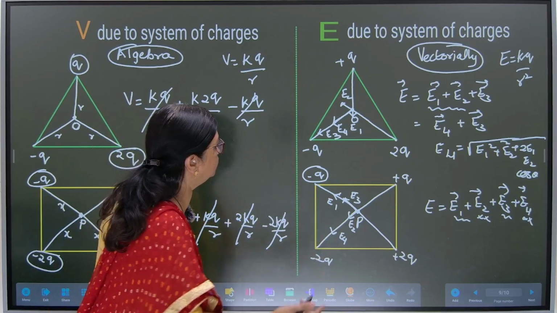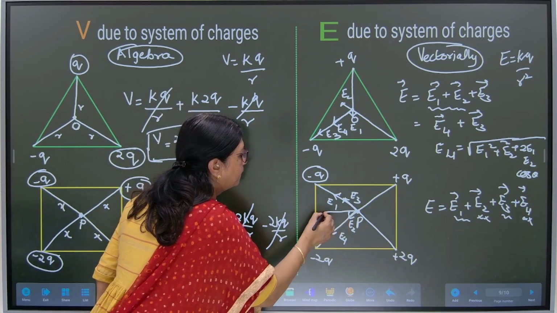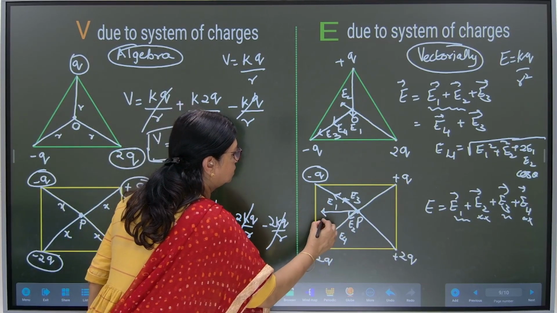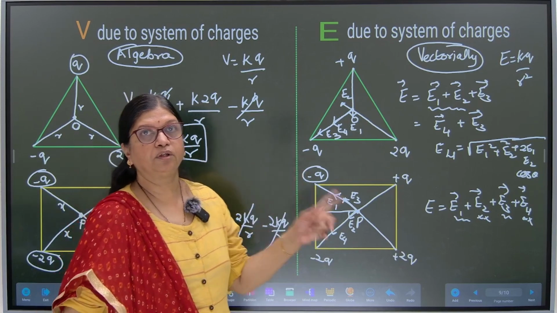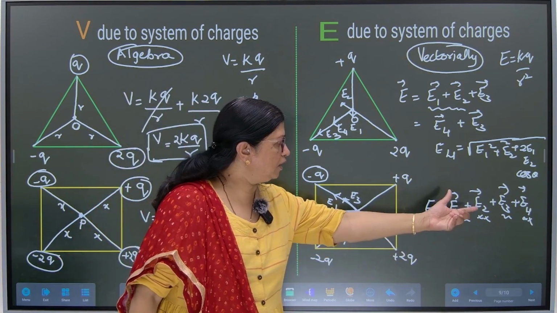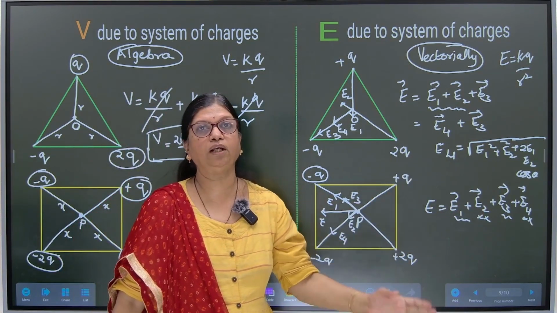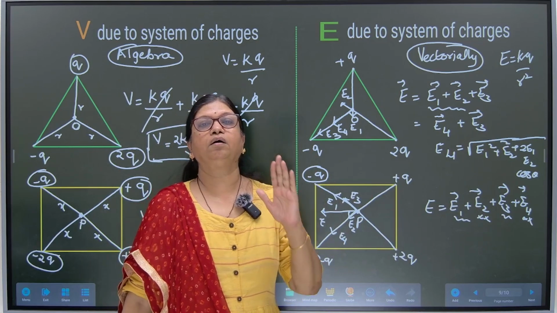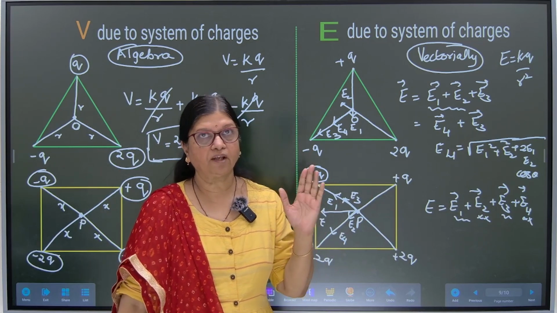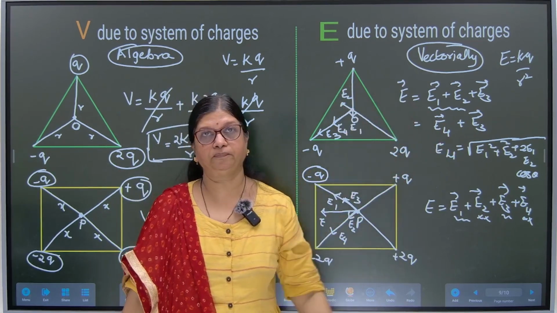And the resultant of these two, as can be seen, is here. This is the resultant of the addition of E1 and E3, E2 and E4. Add them vectorially using the parallelogram law of vector addition with the angle as I showed you. Fine.